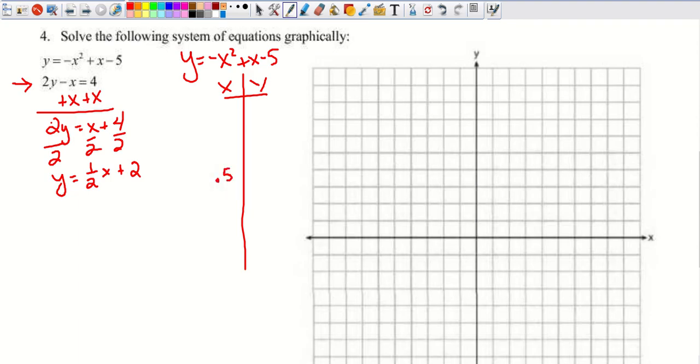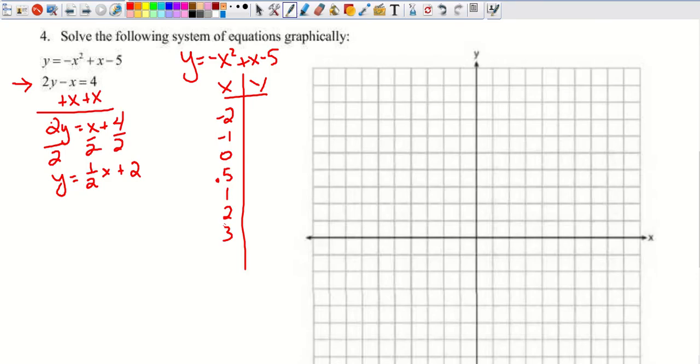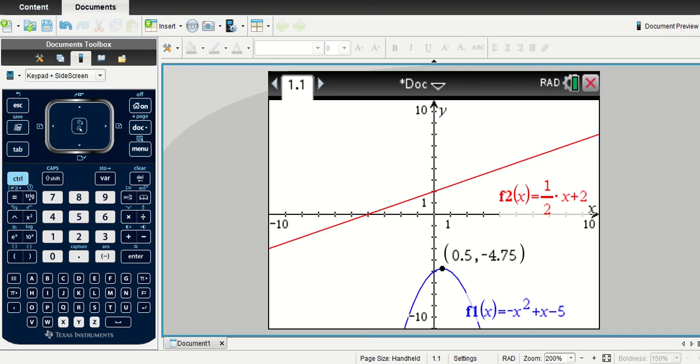We're going to choose whole numbers around it. So there's 0, -1, -2. We might not be able to graph all those, but we're going to put them down. And then 1, 2, 3. So I'm going 7 points here. 0.5 was -4.75, -4.75, and then I'm going to go ahead and open the table.